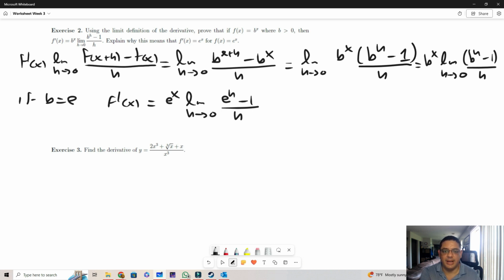So what's going to happen here is that this limit, which we can do by multiple means, this limit is actually 1.